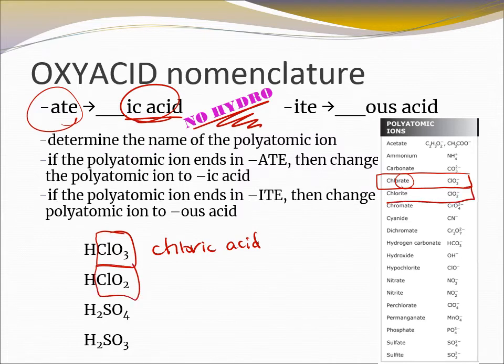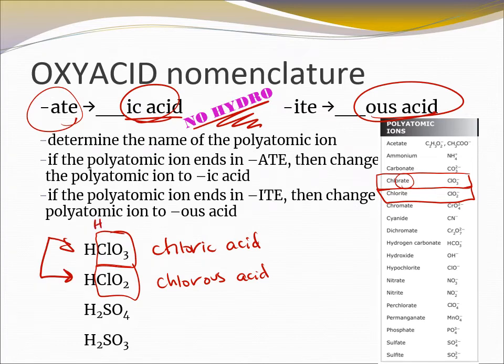How about ClO2? ClO2 is right under it. That's chlorite. Chlorite. Ite will turn into us acid, chlorous acid. This is chloric acid, this is chlorous acid.